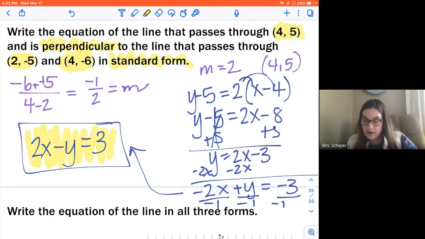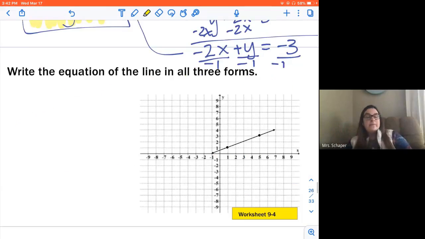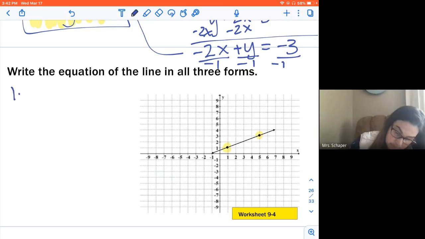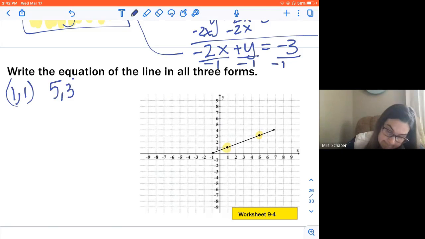Standard form. All right, we got one more and we're going to give you some time to work. We're going to take a line on a graph and we're going to write it in all 3 forms. Here we go. I've got my 2 ordered pairs. So I'm going to write those out. I've got (1, 1) and I've got (5, 3). Right? (1, 1), (5, 3).